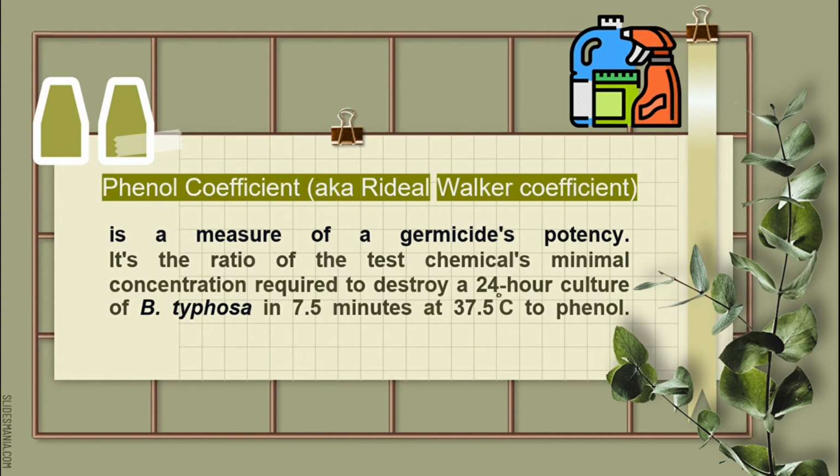The phenol coefficient, also known as the Riedel-Walker coefficient, is a measure of a germicide's potency. It's the ratio of the test chemical's minimal concentration required to destroy a 24-hour culture of B. typhosa in 7.5 minutes at 37.5 degrees Celsius to that of phenol in the same circumstances.